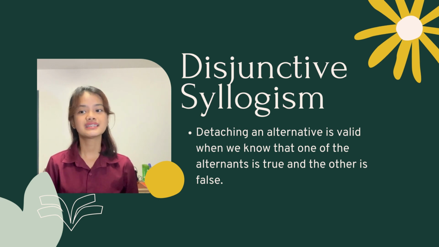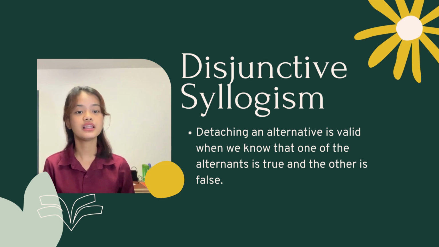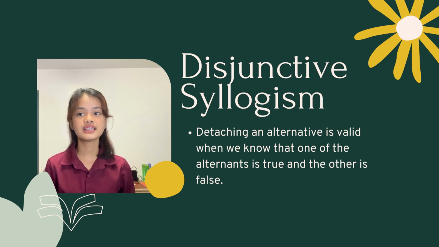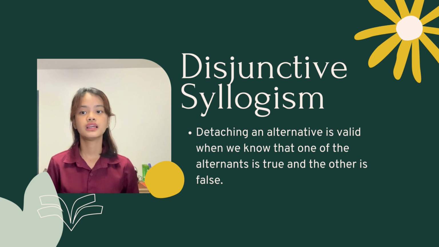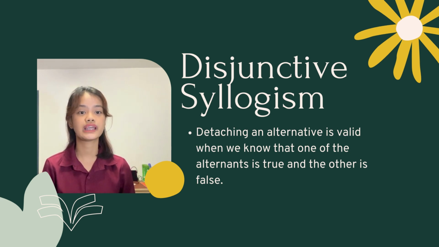In short, sinasabi lang dito na madedetach or pwede nating tanggalin yung isang alternant na alam nating false. Hindi pwedeng parehas na alternant ay true at false kasi hindi sila pwedeng paghiwalayin dahil according to the valid argument principle, the premise is true and the conclusion cannot be false.